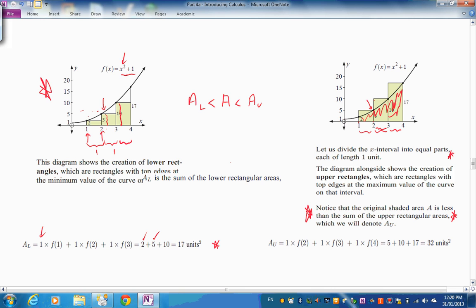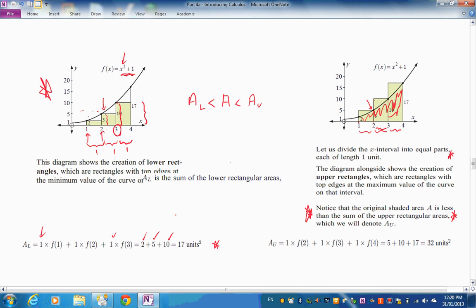This is another interval of 1, so it's a width of 1 times what's the height here? Well, it's whatever 3 gives you when you sub it in the function. That's that height, the function value at 3. 3 3s are 9 plus 1 is 10. So you can actually find the sum of those under rectangles, the lower rectangle sum.